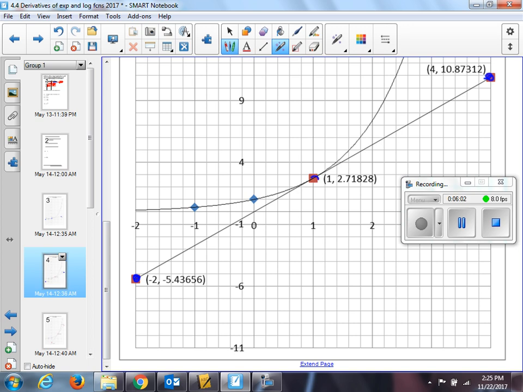At 1, 2.718, this slope of the tangent line is 2.718. Do you follow that? This is a weird, bizarre function in that sense, that it's its own derivative.